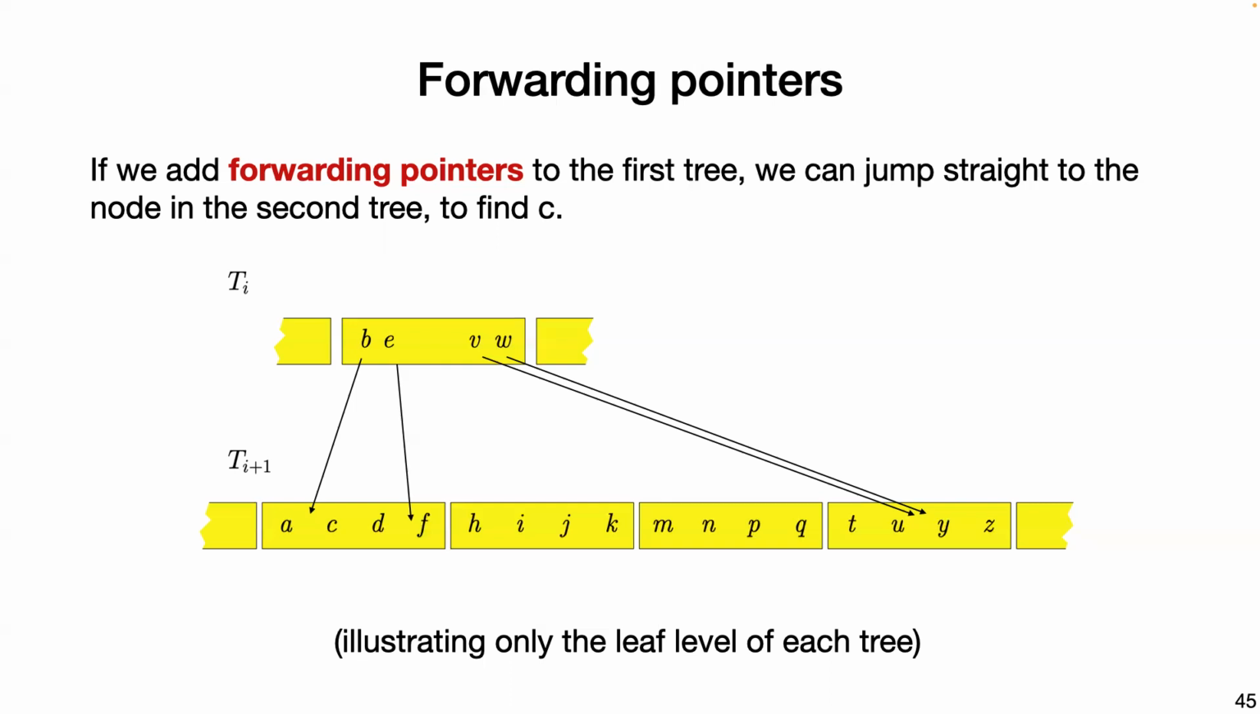They only go between leaves. Do they only go between leaves? If it was a B plus tree, it could only go between leaves. If it was a B tree, you probably need to do the internal levels too.